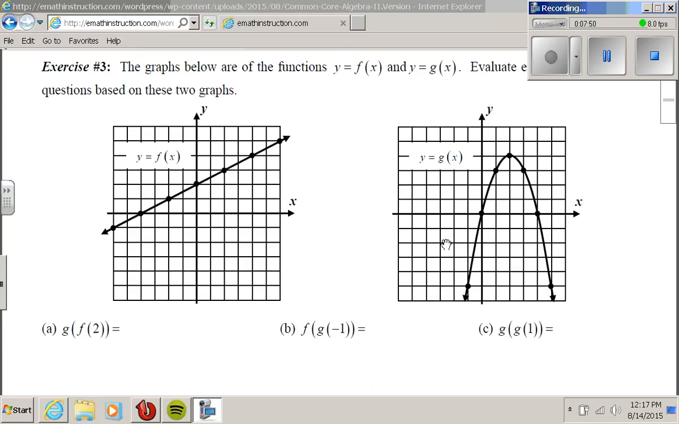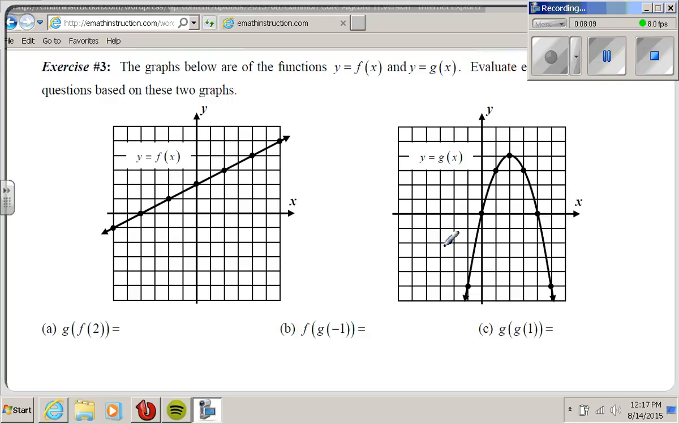Okay, so we've got y equals f of x and y equals g of x. We're going to evaluate each of the following questions based on 2 graphs. So we're still doing composition, which means we're working right to left. If I'm looking at A, I'm starting by finding the value of f of 2. And remember, this is f of x. So what that tells me is x is 2. I know f of x is y, right? So what this is asking me to do is, if x is 2, what's y? That's what I'm looking for.